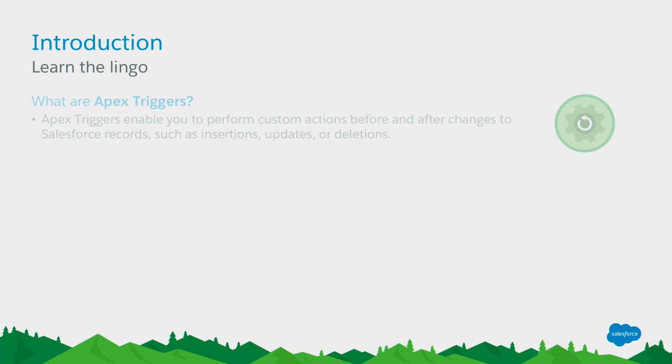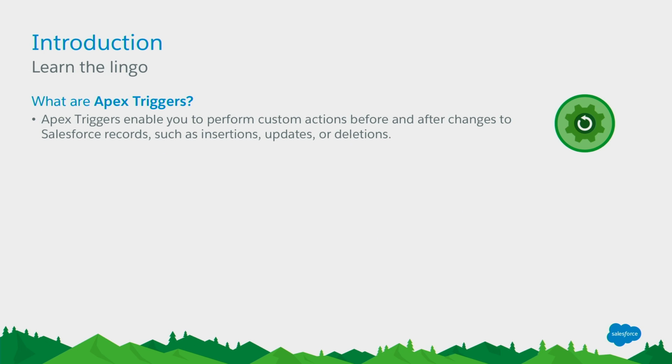So first thing, what are Apex triggers? Apex triggers enable you to perform custom actions on the platform. You can execute actions before and after changes to various Salesforce records, such as for a specific event. So if you do insertions, updates, deletions, you can automate actions. A good example would be whenever a salesperson closes an opportunity because they successfully closed the deal, you may want to generate an invoice automatically or synchronize with an accounting system. This is where Apex triggers could help you automate that.